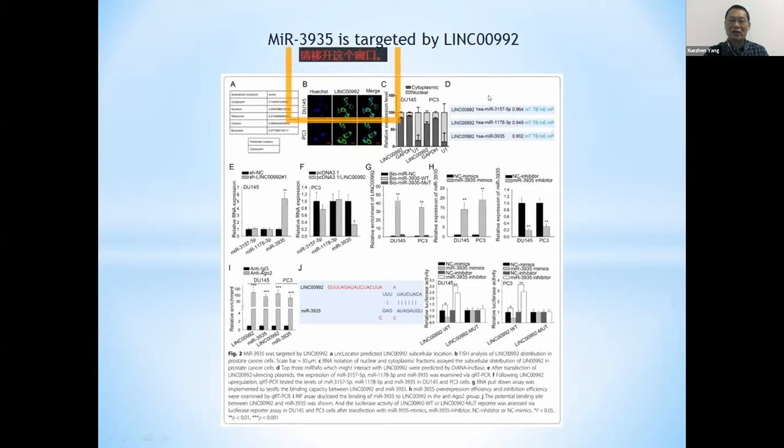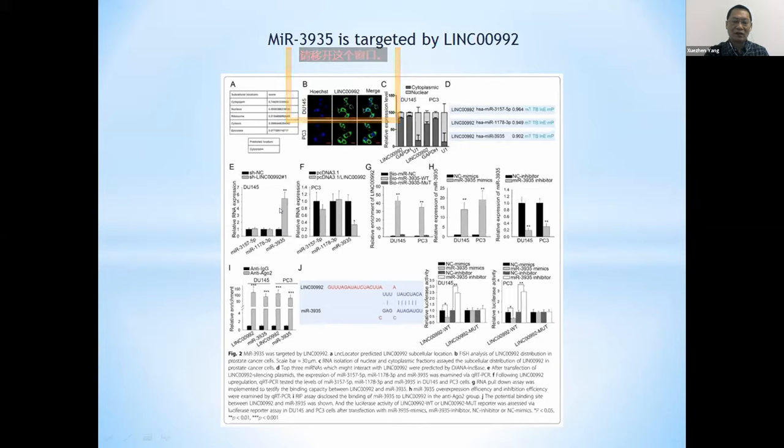And D, we used molecular bioinformatics and found that there were three microRNAs binding with the first gene, link 0092. So let's go to picture E. This is the result of RT-PCR. It was interesting that among the three microRNAs, only this one was positive. See, this bar is much higher.